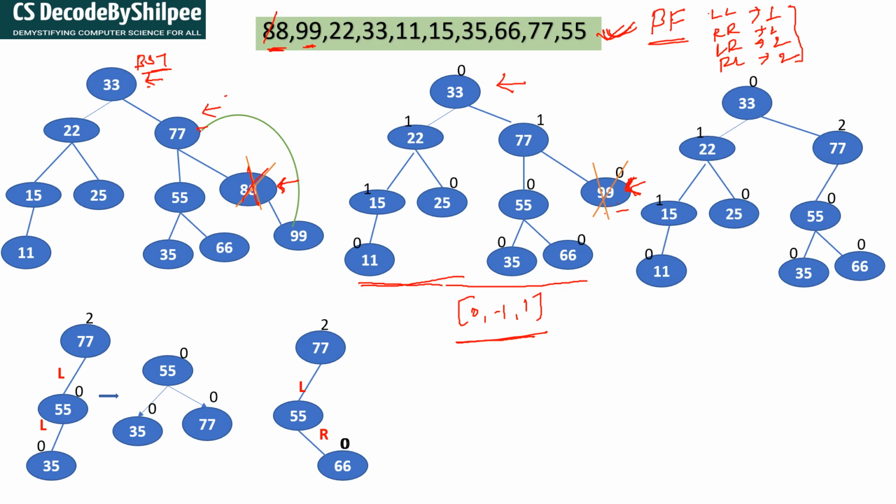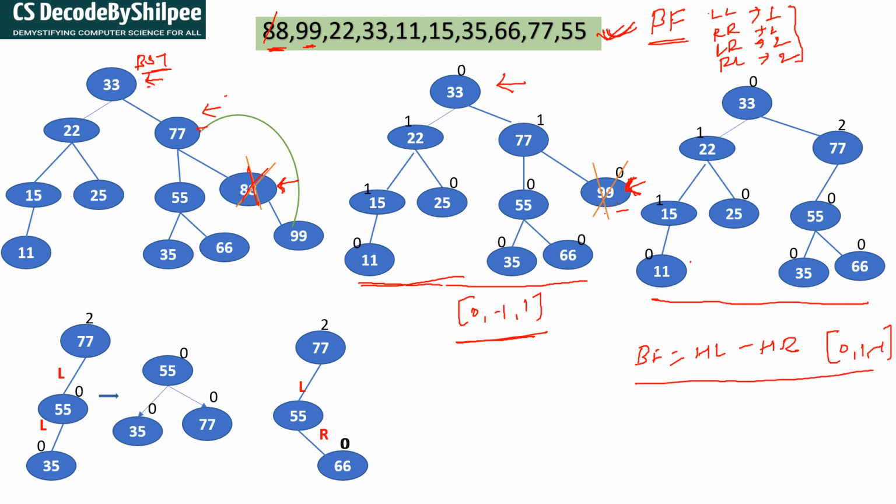I have deleted 99, and after the deletion I got this tree. After the deletion I calculated the balance factor. I hope you already know how to calculate balance factor. Balance factor is nothing but the height of the left subtree minus the height of the right subtree, and that should be in the range 0, 1 and -1.